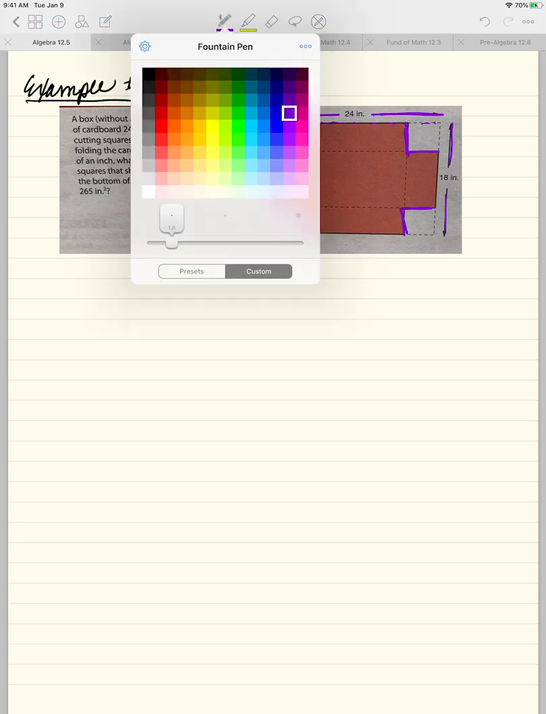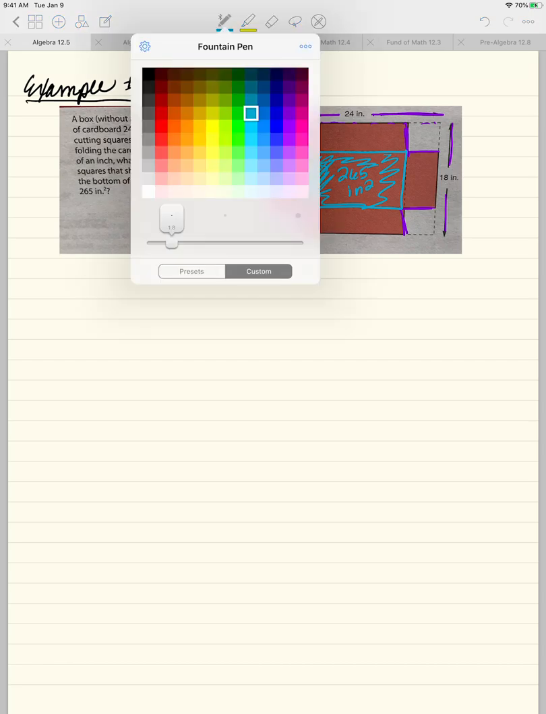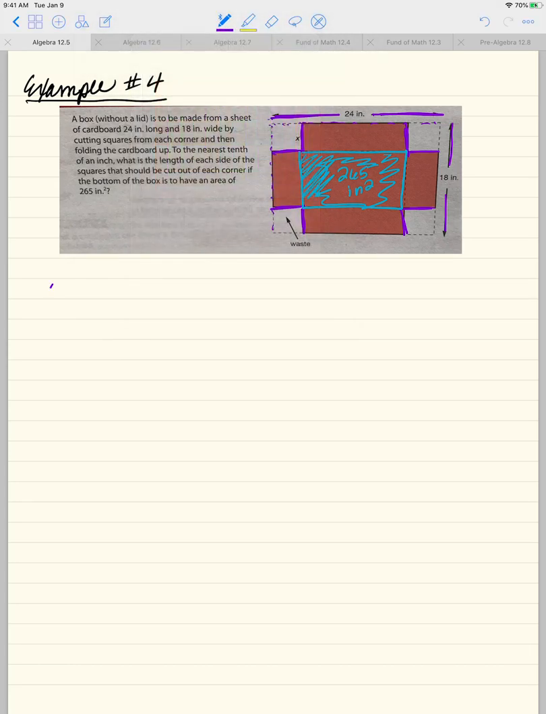So what we're looking for is this part of the box, this is the bottom, because all those other flaps are going to fold up. So we want this area to be 265 inches squared. So how big do those flaps have to be? What length of X do those flaps have to be in order to make the bottom of our box 265 inches squared? Here is how we are going to solve this.